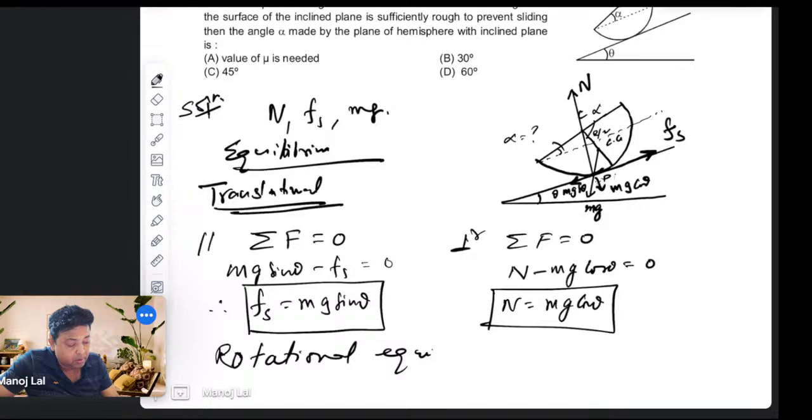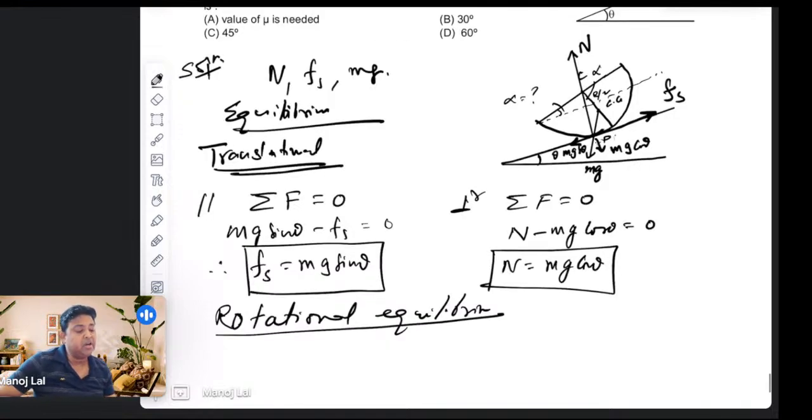Rotational equilibrium. Because we have to relate alpha, I am not taking rotational equilibrium about the point of contact, because all the forces pass through that point and then there is no torque. Then torque is zero, right? And that is true for rotational equilibrium, but then we could not relate alpha.